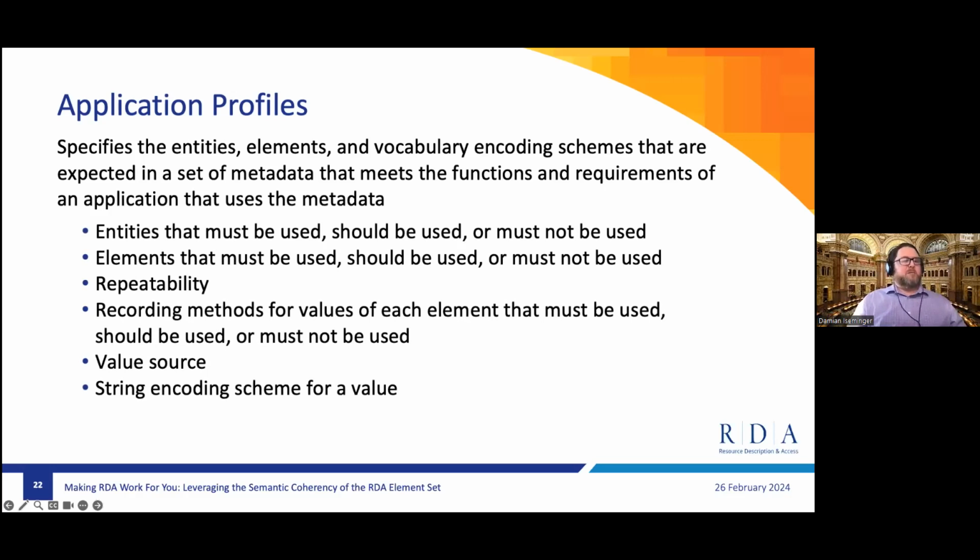We need to know about repeatability. Can I have more than one value for this element? We need to know the recording methods for your value. Is it structured? Is it unstructured? Is it an identifier? And we need to know if certain ones of those are off limits, that no, you will only use this, or you have a choice. We also would want to know what's the source of the value for your relationship. Which vocabulary and coding scheme are you using? And then finally, you might need, especially with appellation elements, the string encoding scheme for that value. Or if you're making an imprint statement, the string encoding scheme for that.